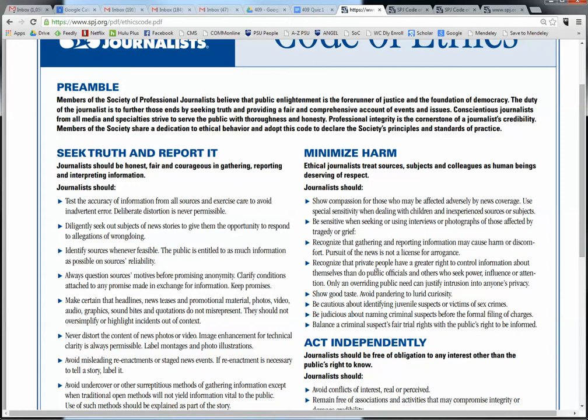I don't ever want to see you all saying something along the lines of journalists should minimize harm because blah blah blah blah blah. That really tells me nothing. What you should say is something along the lines of journalists should be sensitive when seeking or using interviews or photographs of those affected by tragedy or grief because blah blah blah blah blah. Because that is very specific to a particular situation. And later on in the semester, when we're talking about tragedy and grief and talking with victims or people affected by tragedy or grief, this one for sure speaks directly to what journalists should or shouldn't do in that particular circumstance. Minimize harm is just way too fuzzy.